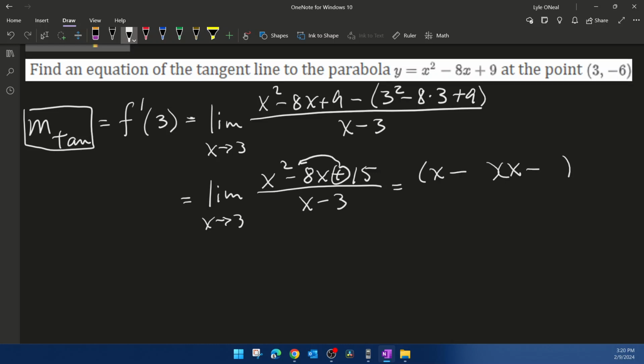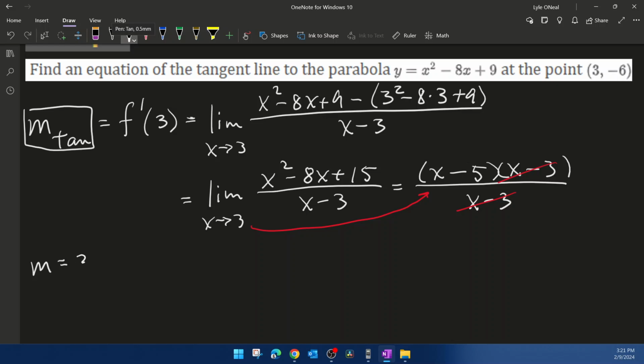If I read the signs, they're both going to be negative. x and x to make x squared. What about numbers that multiply to make 15 that add to make 8? Well, that's 5 and 3. And lucky for us, that does match the denominator. So we can reduce out the common factor of x minus 3 and evaluate the remaining expression at 3. So the limit as x approaches 3 of this function is going to be 3 minus 5. Oh, wait, that's really the slope of the tangent. 3 minus 5, that's negative 2.